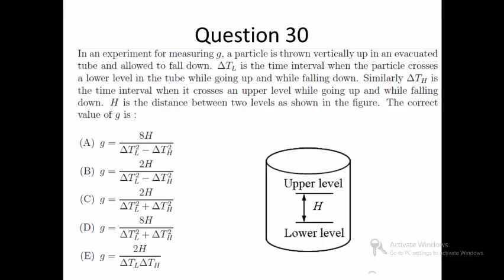Question 30. In an experiment for measuring G, a particle is thrown vertically up in an evacuated tube and allowed to fall down. Delta TL is the time interval when the particle crosses a lower level in the tube while going up and while falling down. Similarly, delta TH is the time interval when it crosses an upper level while going up and while falling down. H is the distance between the two levels as shown in the figure below. The correct value of G is which of the following?